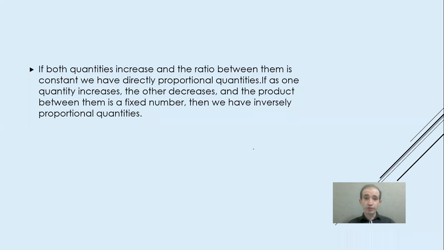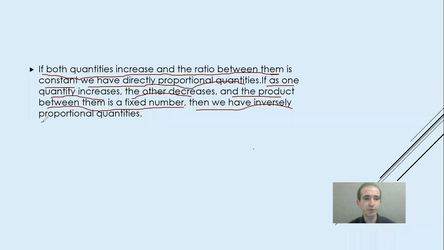What is our conclusion in this case? Let's see our conclusion. We saw the examples in the previous slides, and we can conclude: if both quantities increase and the ratio between them is constant, we have directly proportional quantities. If as one quantity increases, the other decreases, and the product between them is a fixed number, then we have inversely proportional quantities. Did you notice this kind of conclusion? You need to do the test.